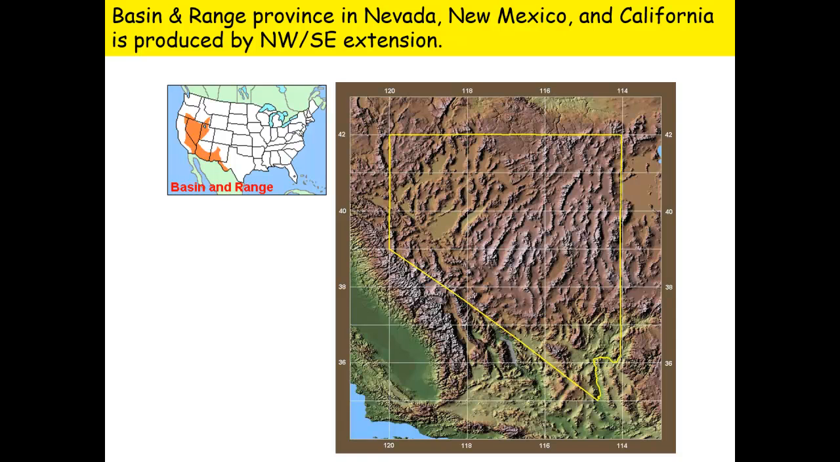A really good example of horst and graben terrain is found in the Basin and Range province of Nevada, New Mexico, and California, shown on this picture here. All of those mountain ranges here, each of those mountains, all of this topography, I should say, is formed by extension. The entire earth here is being pulled apart. And in response to that extension, lots and lots of normal faults have formed, producing grabens and basins.